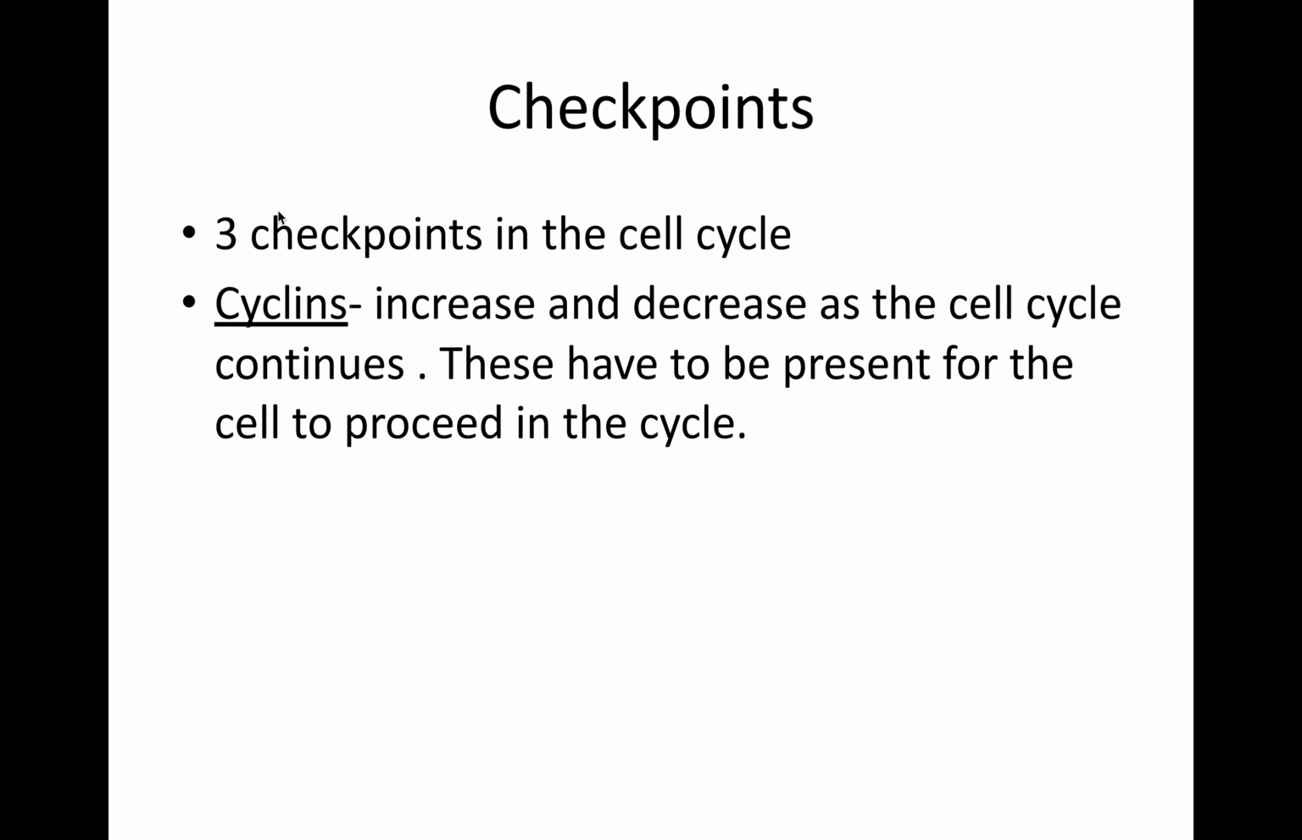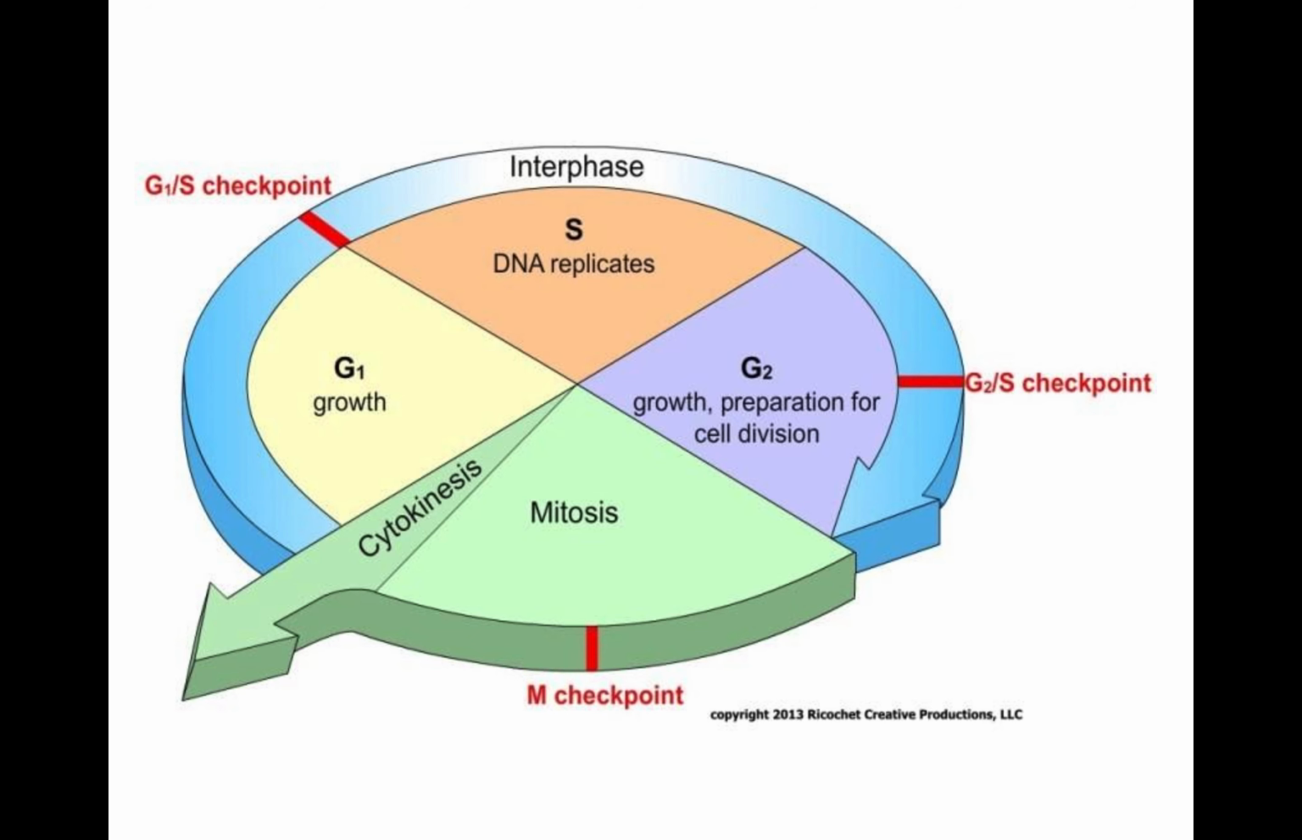Okay, there's three in the cell cycle. You have these things called cyclins. Cyclins increase and decrease as the cell cycle continues, and these have to be present for the cell to proceed in the cycle. So if the cell checkpoint finds something, it'll take the cyclins away, and it won't let it move forward anymore. You can see where the red is, these are where these checkpoints are. I forgot to put on your thing yesterday the M checkpoint.